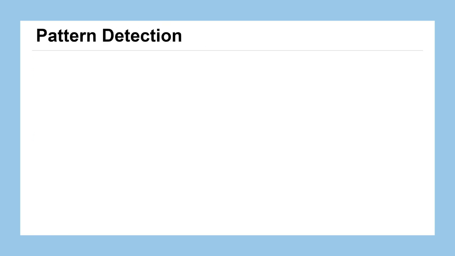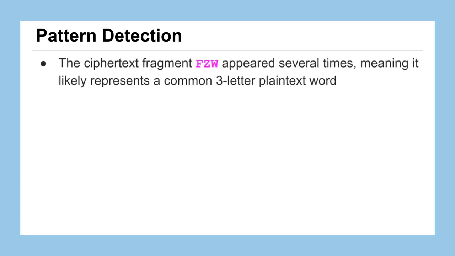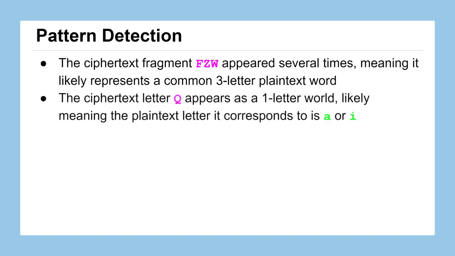This idea of pattern detection is really powerful, and in fact, it underpins all of the cryptanalysis that we do. If we can find a pattern in the message, we could probably use that to our advantage somehow. So as we said, we saw this ciphertext fragment FCW, probably the word the. This letter Q, probably the letter A or I.